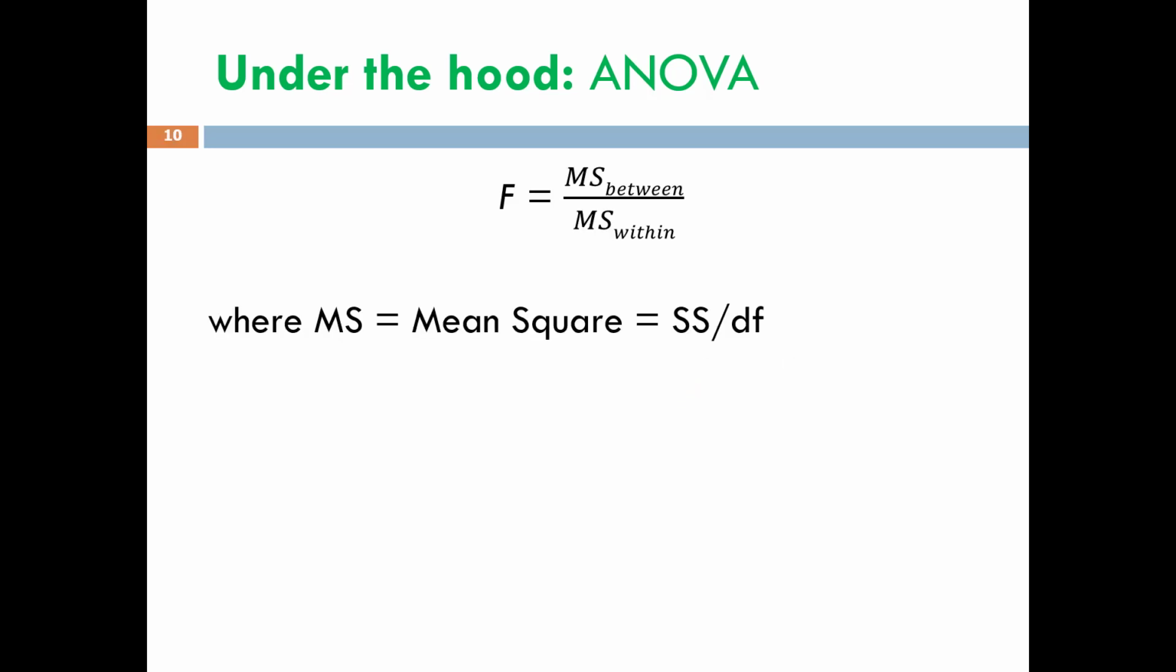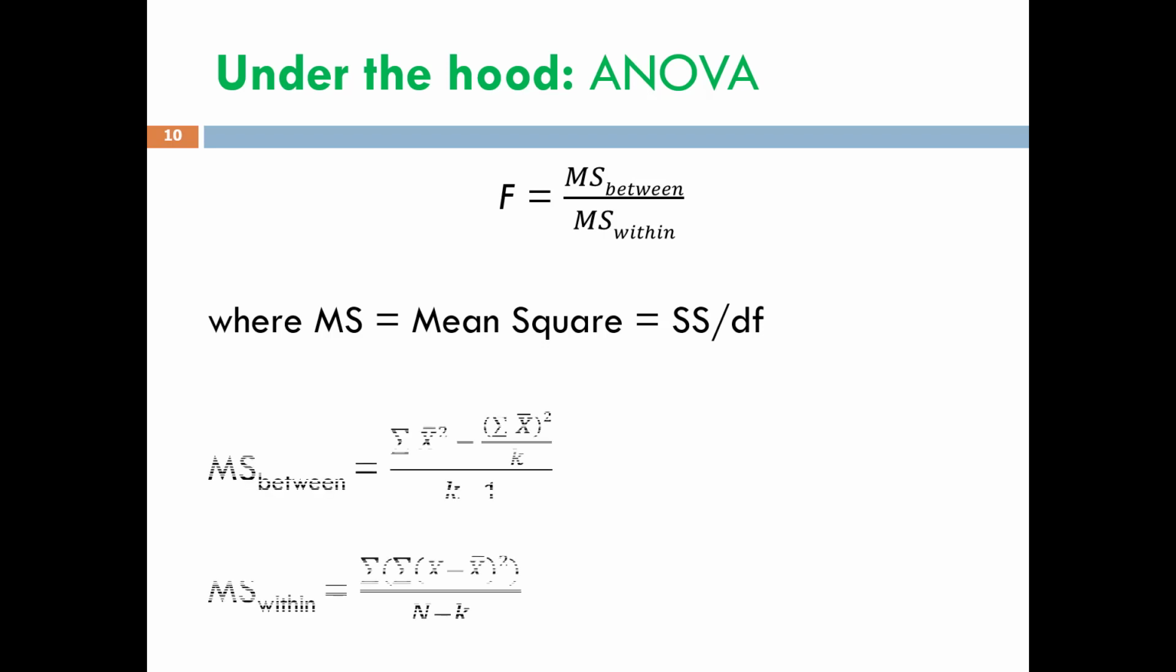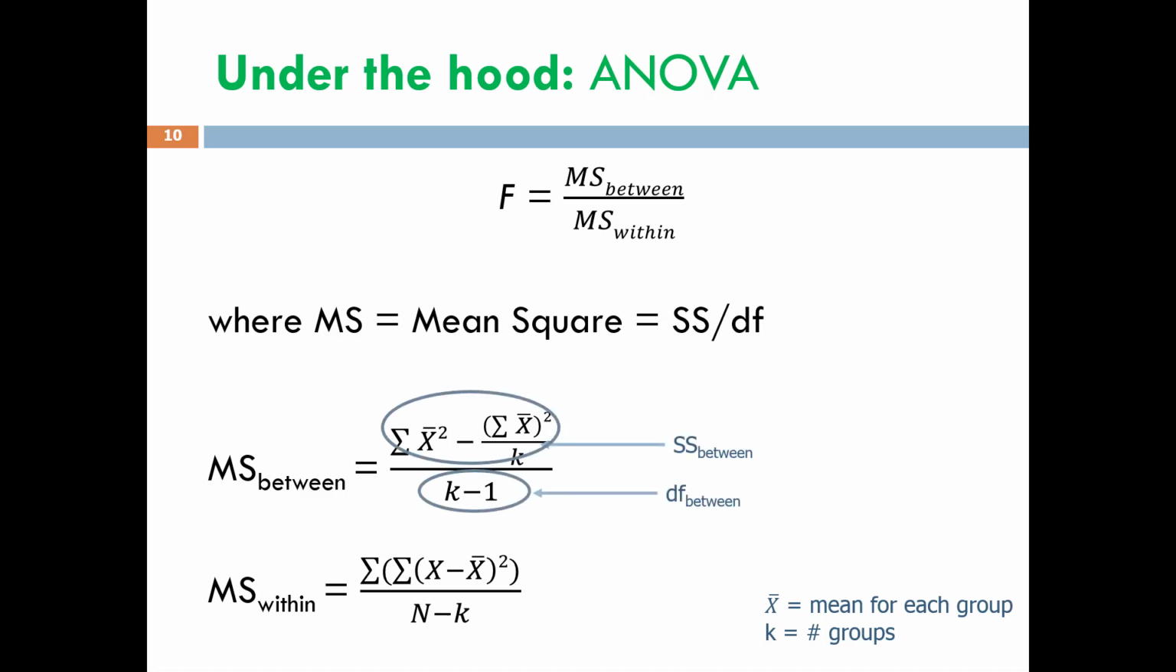An F statistic is calculated as mean square between divided by mean square within. And mean square is really average variance, and it's calculated as sum of squares divided by the degrees of freedom. And the formula for calculating those is like this, where x bar means the mean for each group, so you're making these calculations and summing them across different groups, and k equals the number of groups. And MS between is calculated as kind of like average variance that's captured by differences across groups.